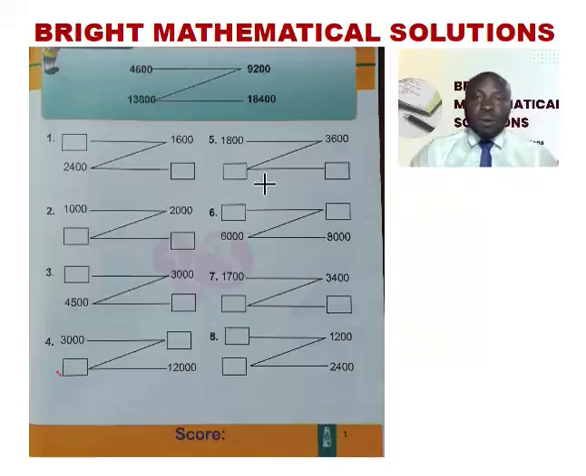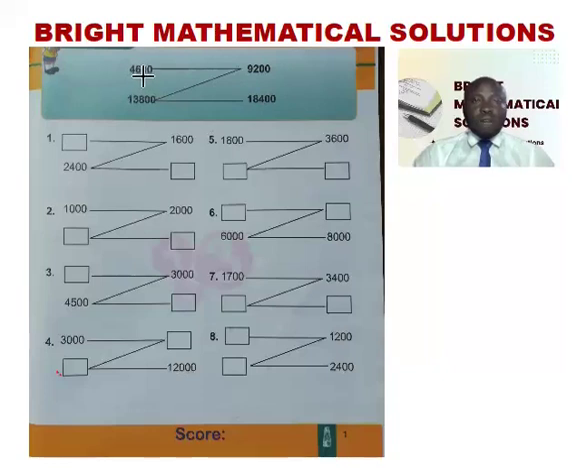Hello, this is Quantitative Reasoning, and this is for Basic 4, and this is Exercise 1A. We have 4,600, 9,200, 13,800, and 18,400.